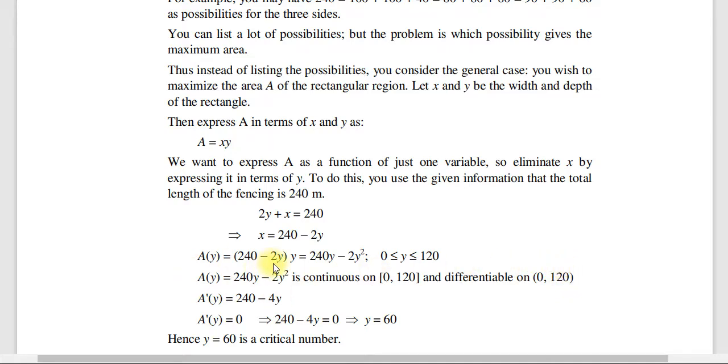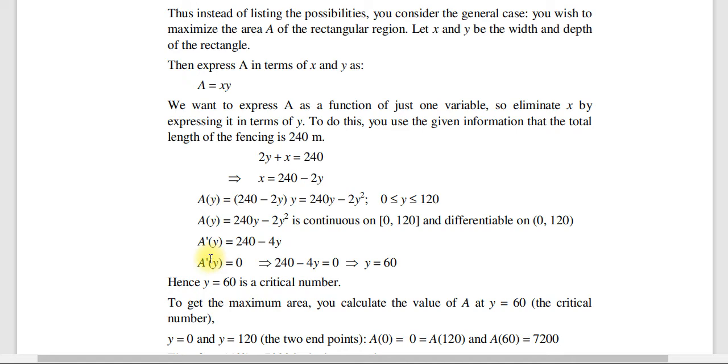ስለዚህ ደርቤት እናርገው with respect to y ማለት ነው. A prime of y is equal to 240 minus 4y. So ምን ይመጣልናል? A prime of y which is equal to 0. ያ ማለት critical number ለመፈለግ ማለት ነው. Which implies that 240 minus 4y which is equal to 0. Which implies that y is equal to 60. ስለዚህ y is equal to 60 is a critical number.